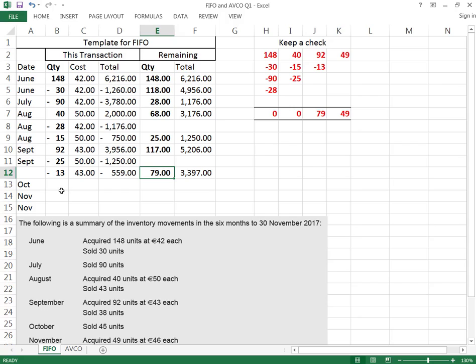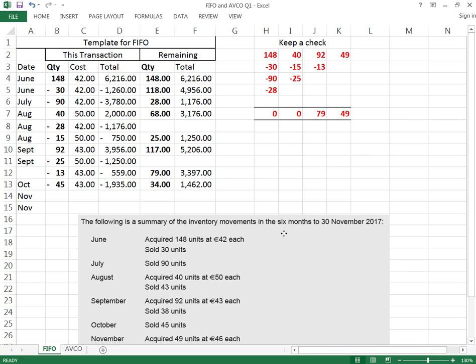Alright, so in October we sold 45 units. We've enough in the 92 to sell all of them out of the 92, so those are going to have a value of 43. Therefore we're going to have 34 left with a value of, oh, wrong way around guys, equals that, with a value of 1,462. Now we're nearly there.